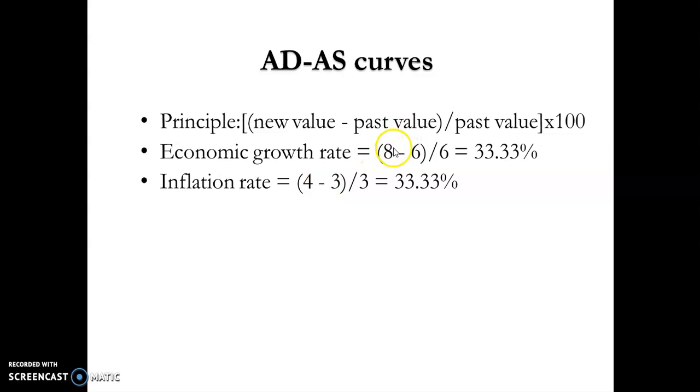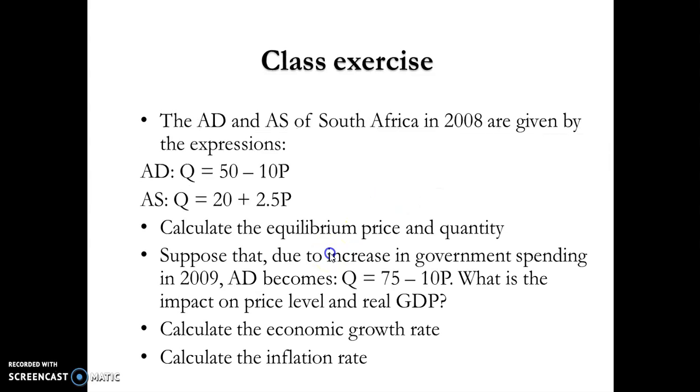So if we take our new value for output minus the past value divided by the past value, we get 33 and a third percent. And similarly for inflation, in this example, your new price level, minus your old price level divided by the past price level would also give you 33 and a third. So these are very straightforward calculations.